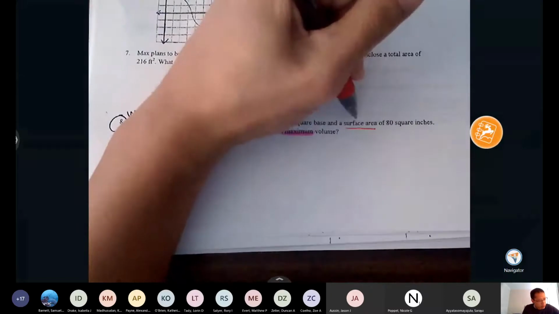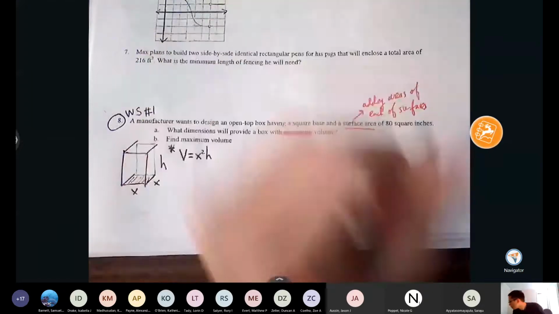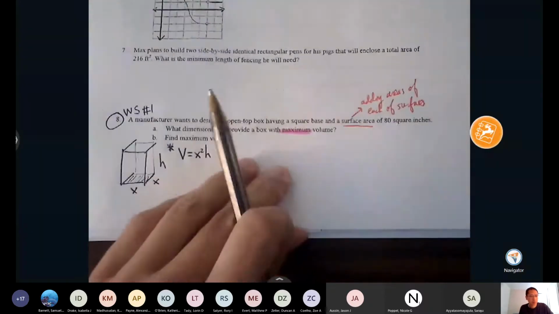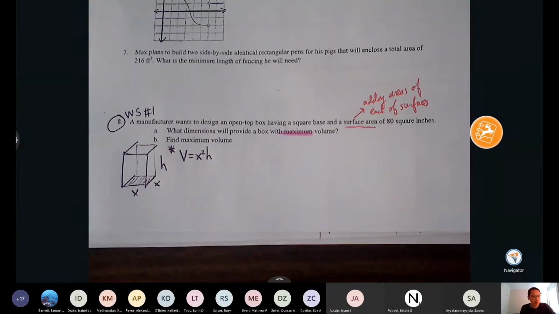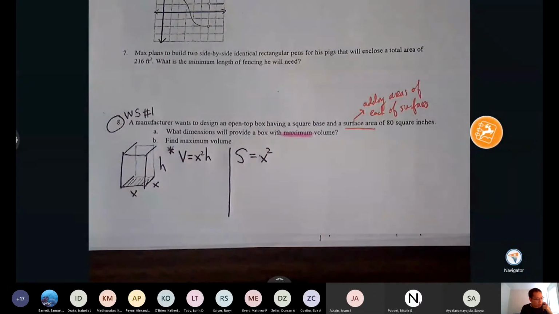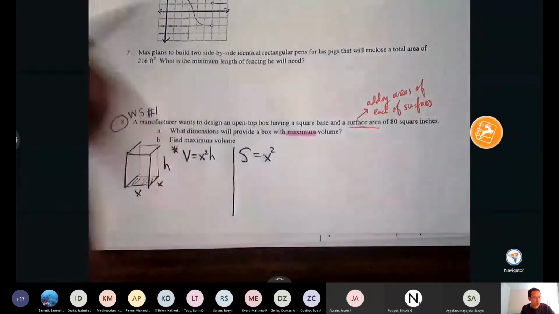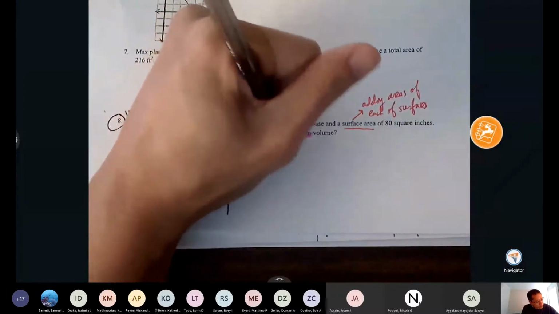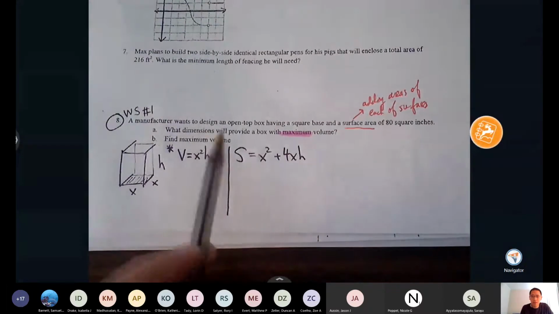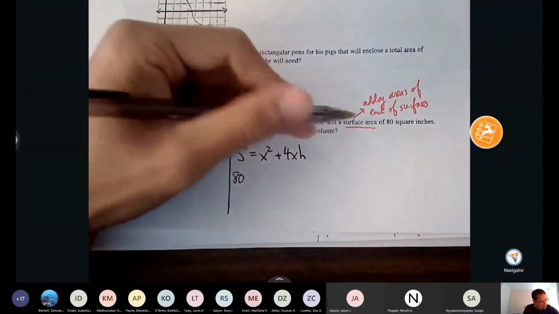If you think about surface area, it is just adding the areas of each of the surfaces. So surface area, we have area of the base, which is x times x. We have surfaces of the vertical sides. There's 4 of them. One vertical side has an area of x times h, so xh. But we have 4 of them, so xh plus xh plus xh plus xh is 4xh. So we have base and 4 vertical sides and nothing for the top because it's open top. We know surface area is 80 square inches.